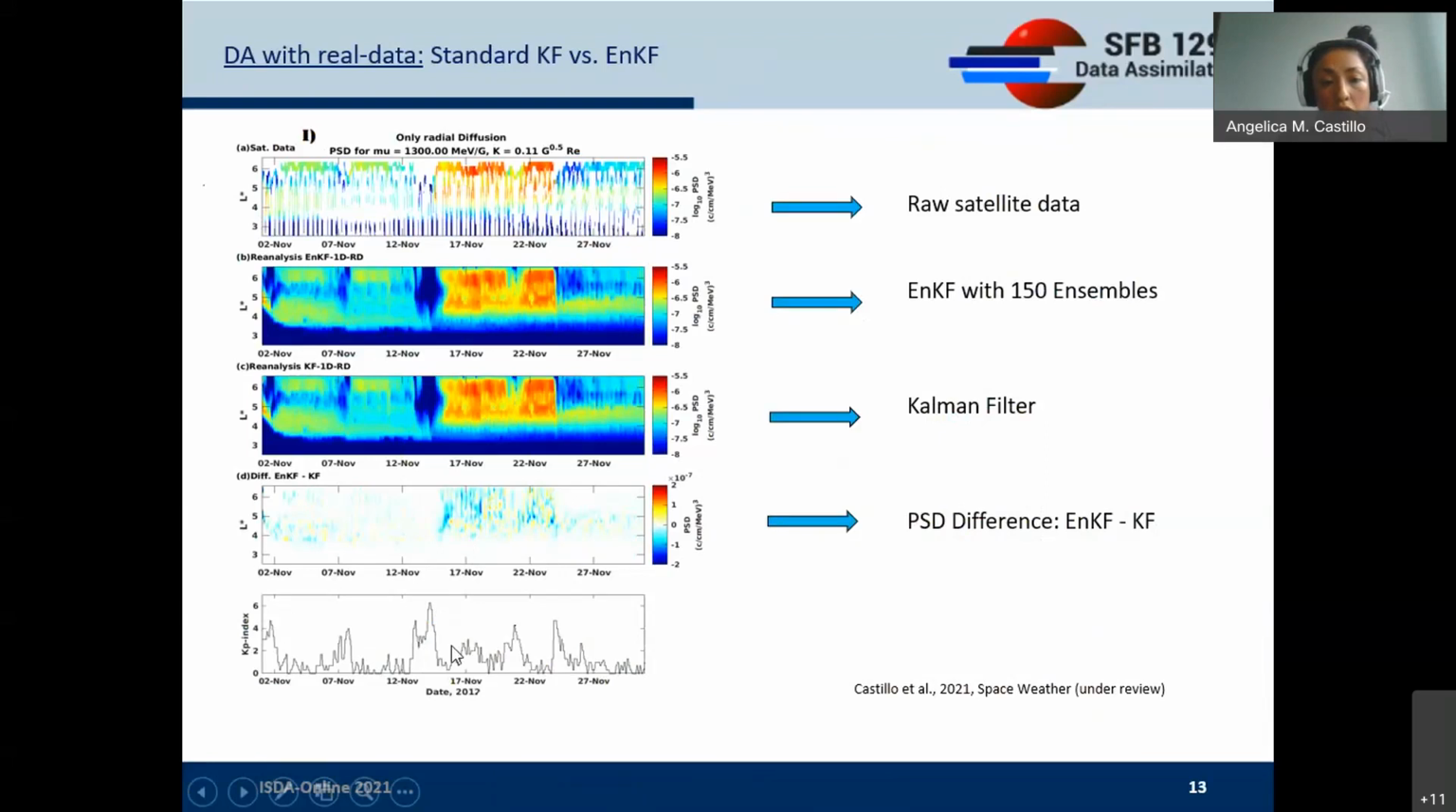This last panel shows the geomagnetic activity during that period. Here's a big storm, and after that storm, plasma density is pretty high, and the differences are largest here, but still pretty negligible.